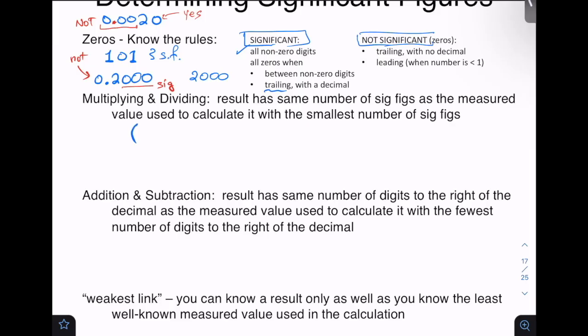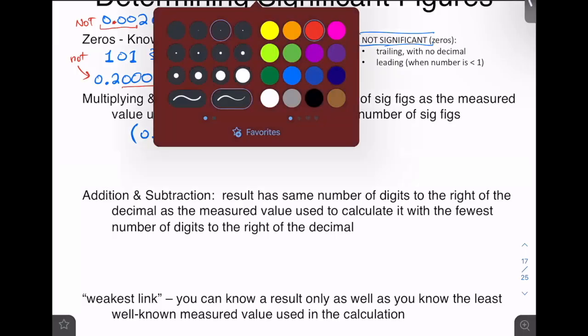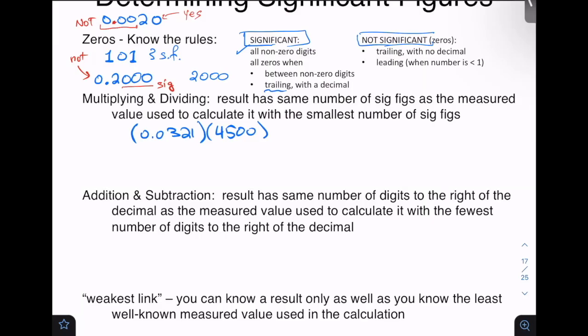So for example, if we made two measurements, let's say one was 0.0321, and let's multiply that by 4,500. It doesn't matter what instruments we made these measurements on. What matters is how we're accurately reporting the number of significant figures. So how many sig figs are in 0.0321? There's just 3. How many sig figs are in the number 4,500, the way I wrote it? Just 2. The trailing zeros are not significant.